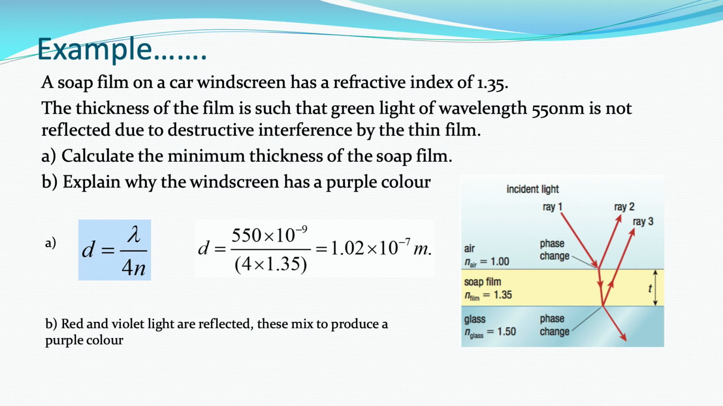It says explain why the windscreen has a purple colour. Well, if the green isn't being reflected, then the other colours in the spectrum are being reflected. So the red and the violet ends of the spectrum are reflected most, and they mix together and produce that purple colour that you see. You'll sometimes see people's glasses with an anti-reflection coating. It's a kind of purple colour that you see reflected from them, or from expensive camera lenses.